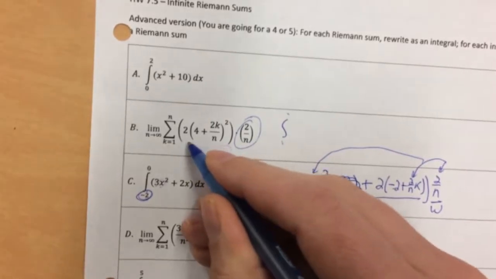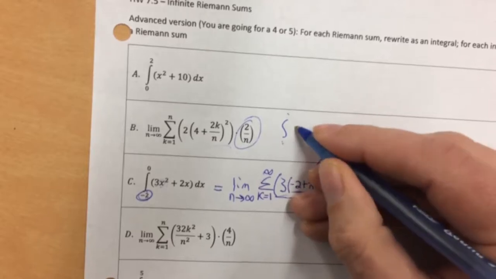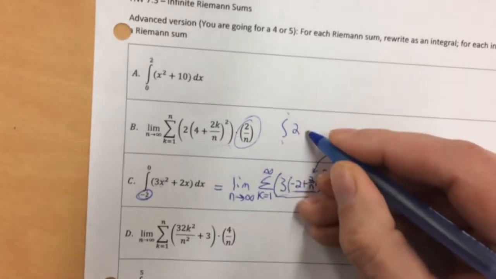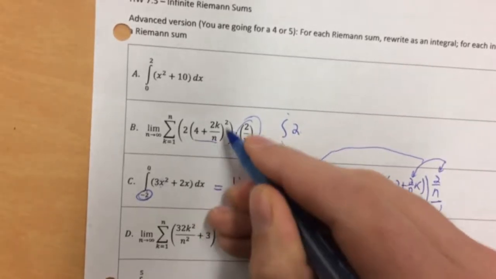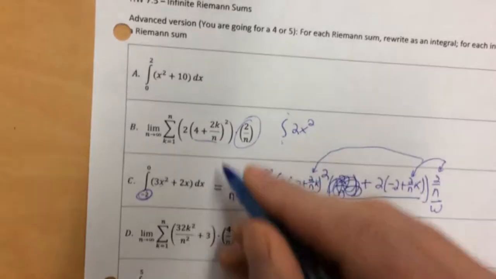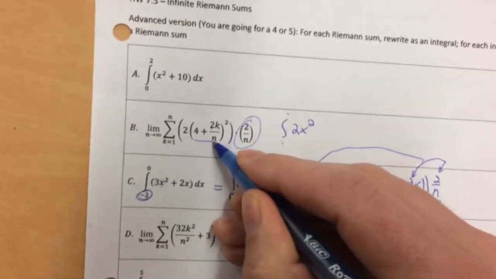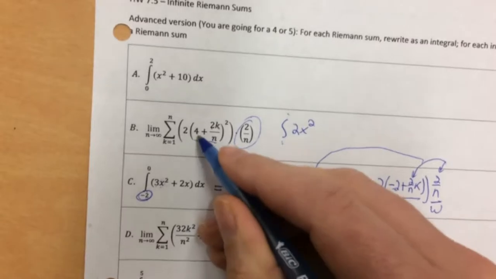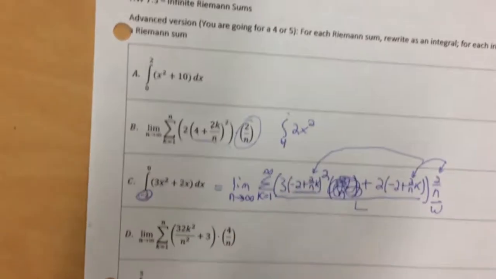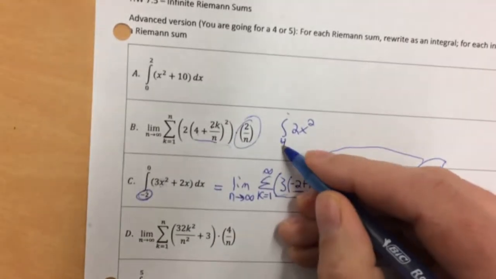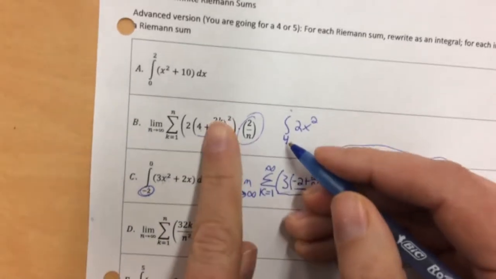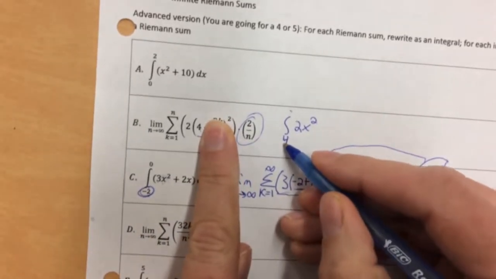And here's our f of x. It's going to be 2 times, clearly this is x squared. And the reason I can tell this is x is because we've got this 2k over n and this 4 plus. This 4 plus is the bottom of the integral. That's the lowest y value. So if you haven't added any rectangle lengths, you'll be doing 2 times 4 squared.